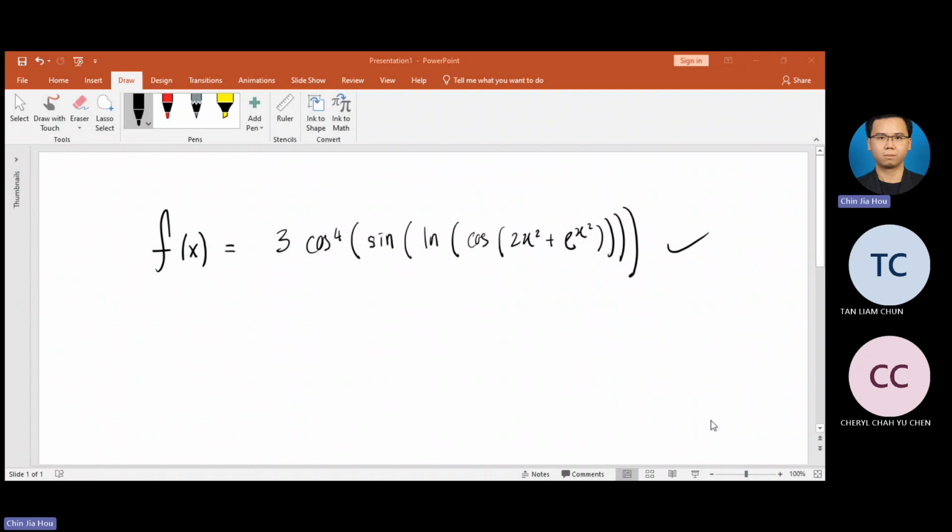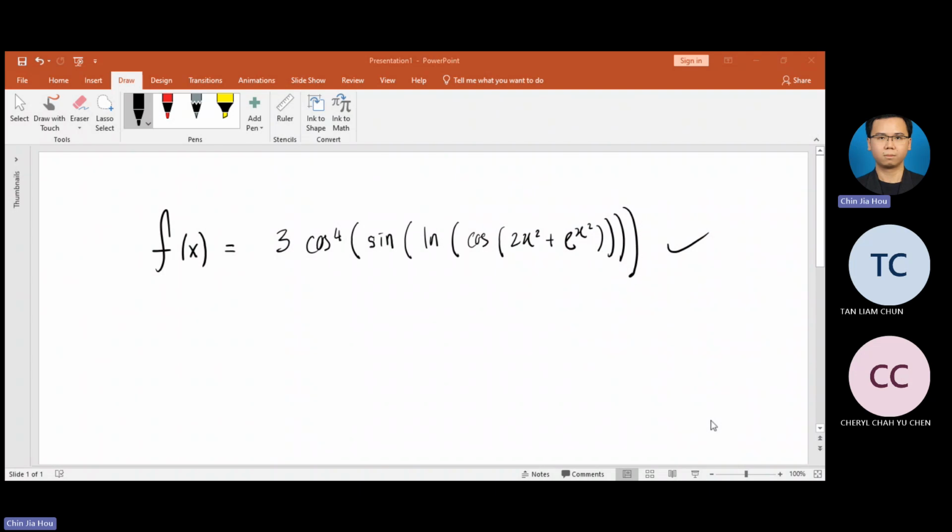Okay, continue doing yours. For outer to inner, we start by differentiating cosine to the power of 4 first. How do you differentiate cosine to the power of 4? Use the power rule. Take the 4 to the front and multiply with the 3, so you get 12 cosine to the power of 3, after you multiply 4 into the 3. Then you need to differentiate the cos to get minus sine.